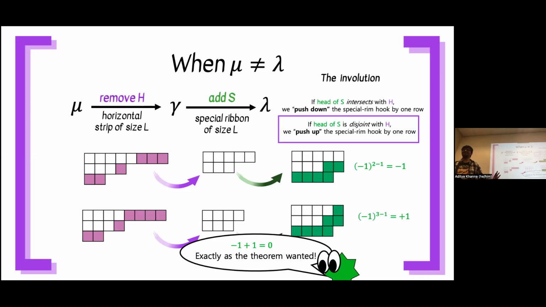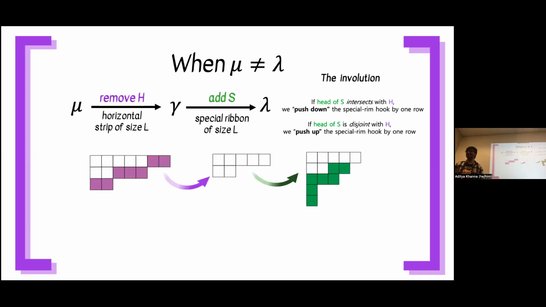So, questions about this? Is this particular step? And you're finding this doesn't just work for this example, but this is true for... Let's do another example. So I look at this particular guy. I start with this shape, which is a different shape than before, I believe. I remove a horizontal strip, get some intermediary shape, add a special ribbon to it.